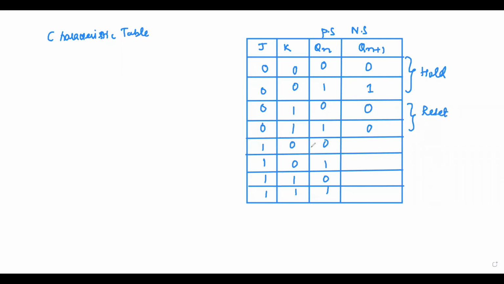Now J is equal to 1, K is equal to 0, present state is 0, the next state is going to be 1. And with J equal to 1, K equal to 0, present state 1, the next state is also 1. This is called set. So if J is equal to 1 and K is equal to 0, your next state is going to be set. Now when J is equal to 1, K is equal to 1, present state is 0, the next state is going to be 1. And if J is 1, K is 1, present state is 1, the next state is going to be 0. So this is called toggle.